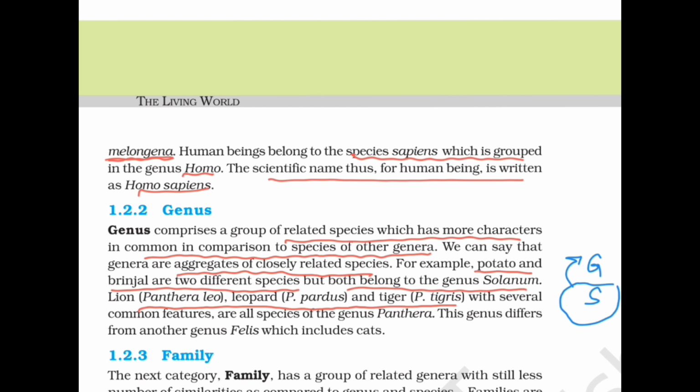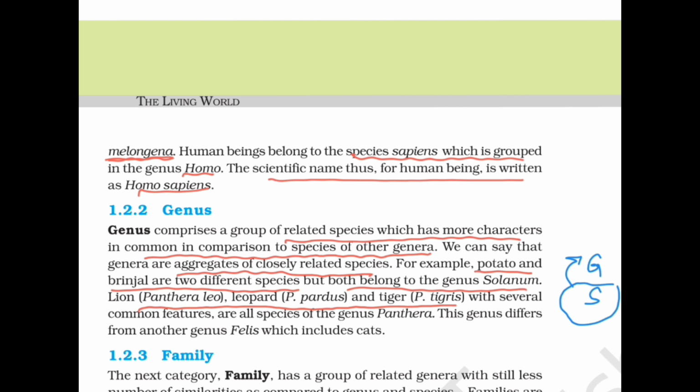Closely related species. Okay. For example, if you are talking about rice, one species of rice is basmati rice. There are other types of rice other than basmati also. So all these species are what? Rice, right? So that's what they're saying. Genera are aggregates or a collection of closely related species.